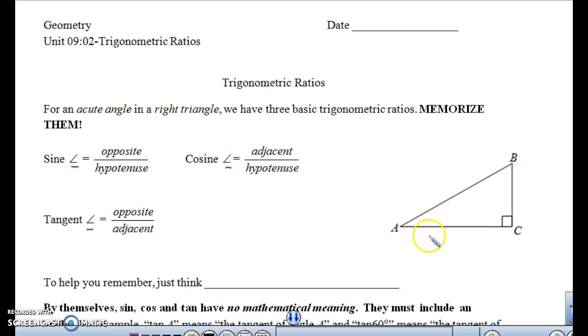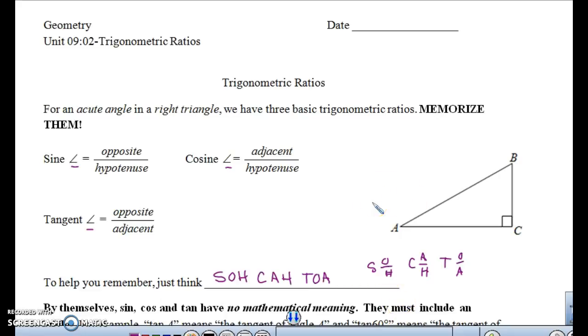So, to help you remember which ratio is which, there's a good mnemonic to use. It's called Sohcahtoa. Some people actually like to write it like this, so it looks more like a ratio. So either way that you do that is correct.